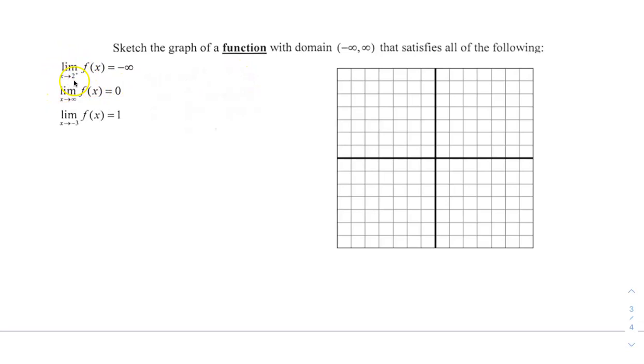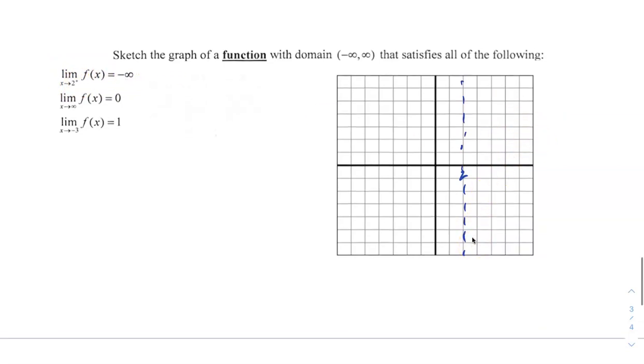The limit as x approaches 2 from the right is negative infinity. So here's 2. Now, 2 from the right is negative infinity. So as you come from the right, you should be going down to negative infinity. So it should look kind of like this. Now from there, how you want to finish it, whatever. I'm going to leave it like that for now because I want to figure out the rest and then kind of connect them all.